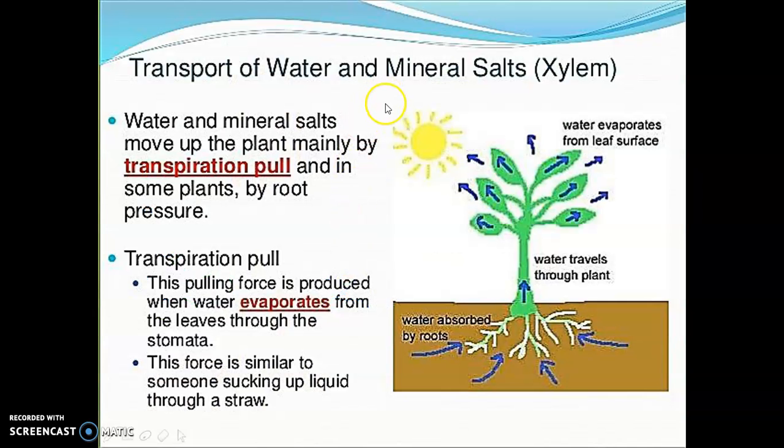As we learned, xylem is the one transporting water and minerals from the roots all the way to the leaf and other parts of the plants. But their movement is against the gravitational pull. Therefore, they need extra support, which is the transpiration pull. Transpiration pull is a pulling force that is produced when water evaporates from the leaf through the stomata. So when the water starts to evaporate, there will be a sucking effect or pulling force that carries the water into the roots and all the way up to the leaf. This force is similar to someone sucking up liquid through a straw.